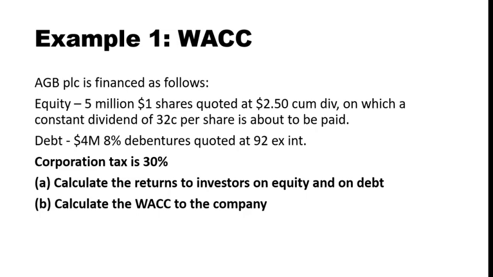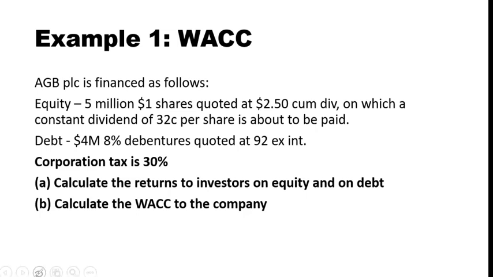AGB PLC is financed as follows: equity $5 million, $1 shares quoted at $2.50 cum div, on which a constant dividend of 32 cents per share is about to be paid. Debt is $4 million, 8% debentures quoted at 92 ex int. Corporation tax is 30%. Calculate the returns to investors on equity and on debt, and then calculate the WACC to the company.